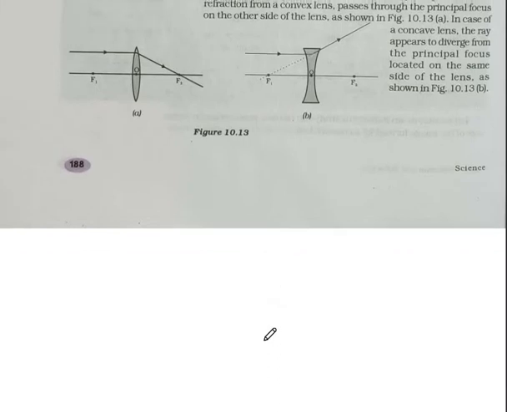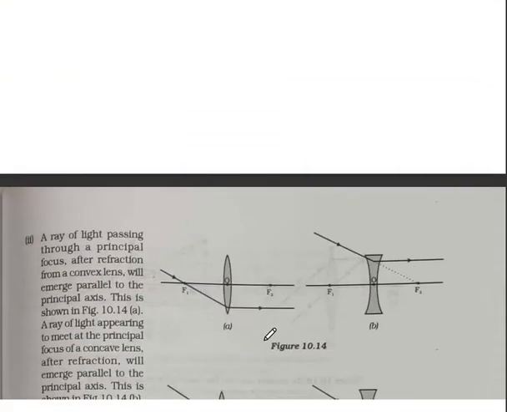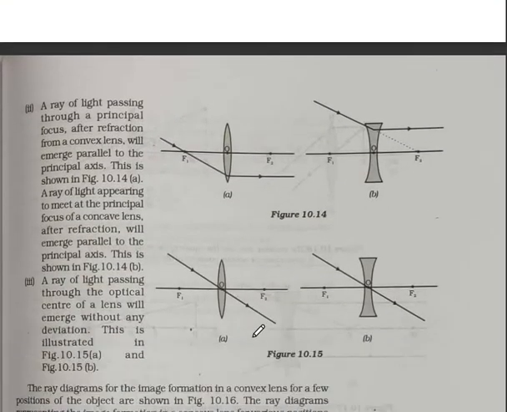Now let me talk about the second rule. This is the second rule. This is convex lens, this is concave lens. Whenever the ray of light is going through the focus F1 towards the lens, after refraction it will be parallel to the principal axis. In case of concave lens, whenever the ray of light is going through the focus in this direction, since the lens is concave, then after refraction it will be parallel to the principal axis.